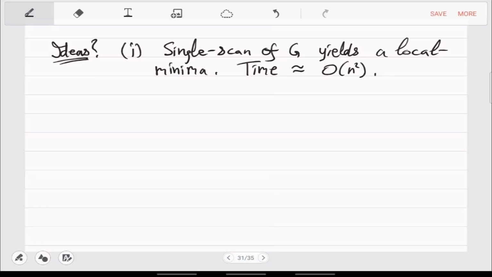So the burning question here is, can you do this in order n time? Can you reduce the time complexity? Because for global minima, you cannot. For local minima, can you reduce the time complexity? In particular, can you make it order n? Is it possible?